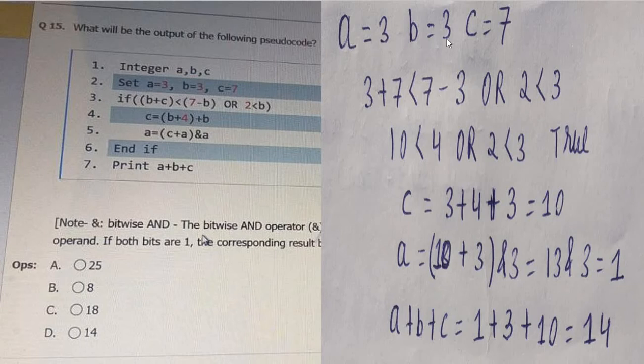A is 3, B is 3 and C is 7. It will check the if condition, that is 10 is less than 4 or 2 is less than 3, which is true, then the value of C will be calculated, which will be 10, and A will be 1, and A plus B plus C will be printed, which is 14, which is option D.